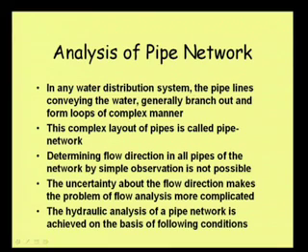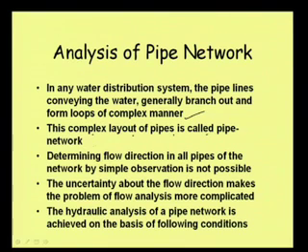In many water distribution systems, the pipelines conveying the water generally branch out and form loops in a complex manner. It is our common experience that whenever we see a pipe distribution system, for example a city water distribution system, the pipes form a network carrying discharge to different parts. This complex layout of pipes is called a pipe network.